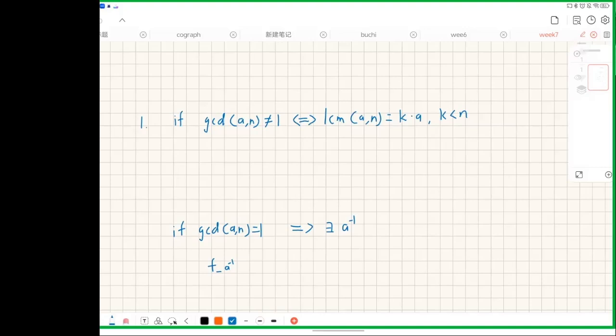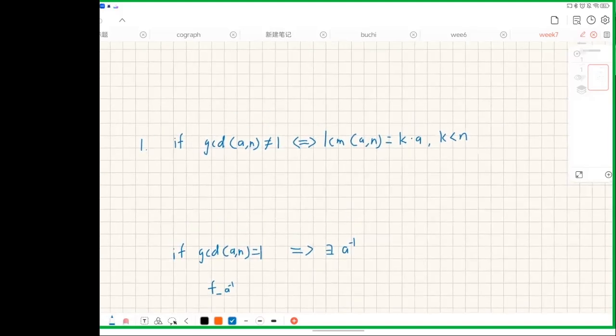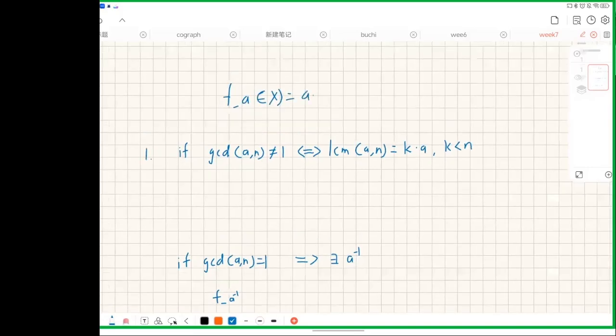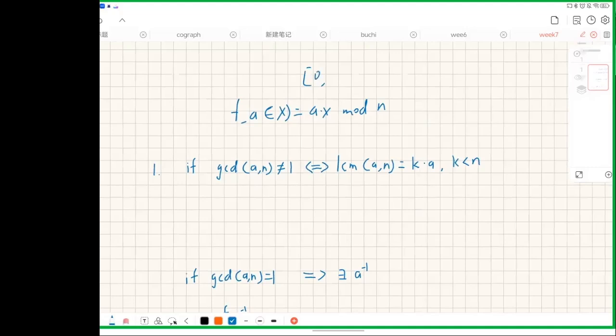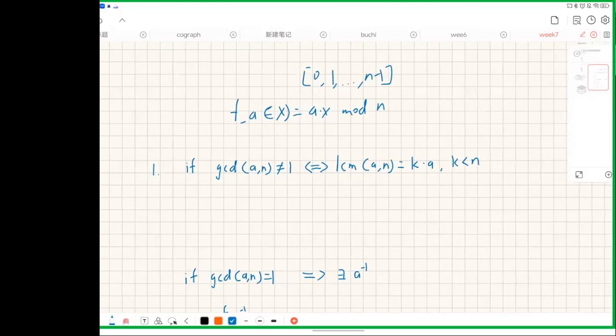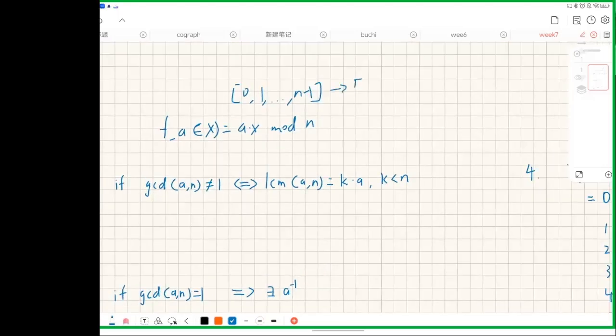Today we will go through all the questions in weekly problem set 7. So let's begin. For the first question, we define a function f_a(x) equals a times x mod n. And the domain is from 0 to n minus 1.